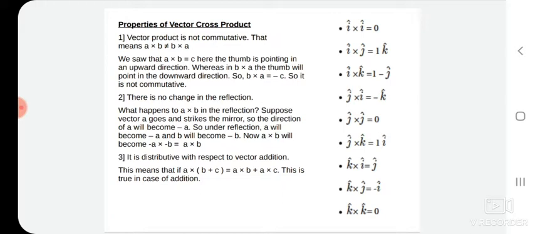There are some other properties too. If we take the cross product of the same unit vectors, it is always equal to 0. It means that I cross I, J cross J, or K cross K are all 0.